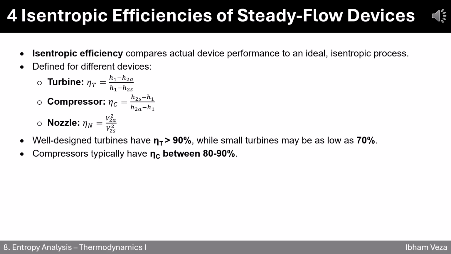In real life, well-designed turbines often have efficiencies above 90%. Smaller ones can drop to 70%. Compressors are usually a bit less efficient, generally between 80 and 90%. Why does this matter? Because these numbers show how close we get to ideal performance and where improvements can be made. Higher efficiency means less energy wasted, and that's always good engineering.